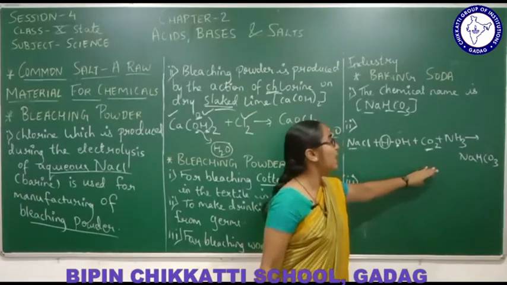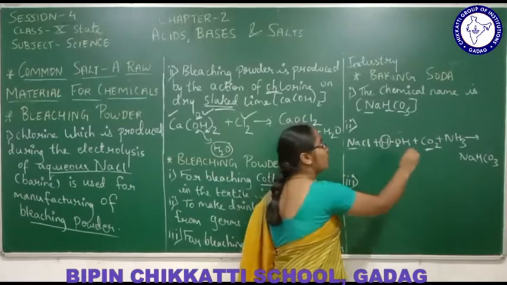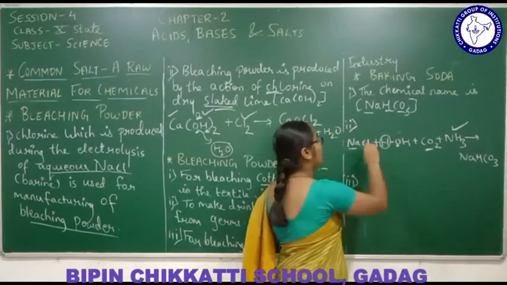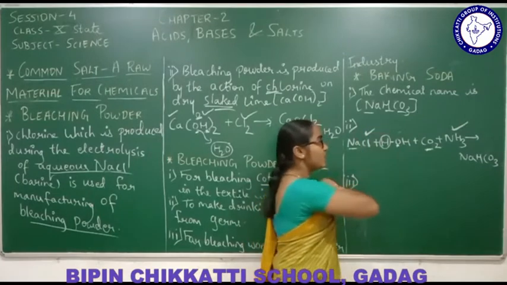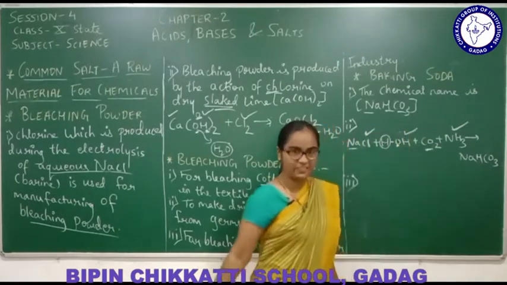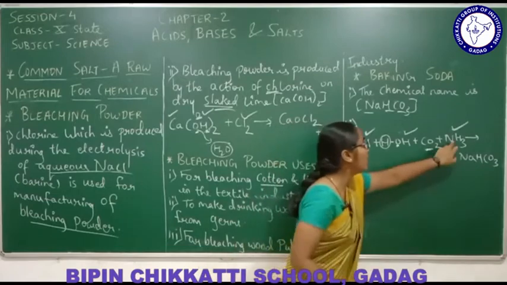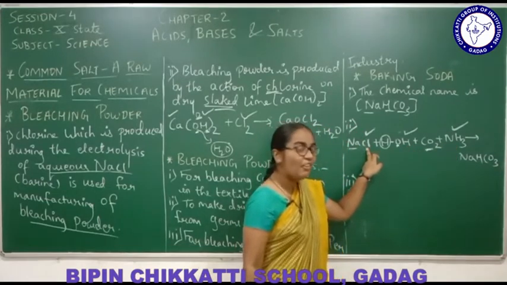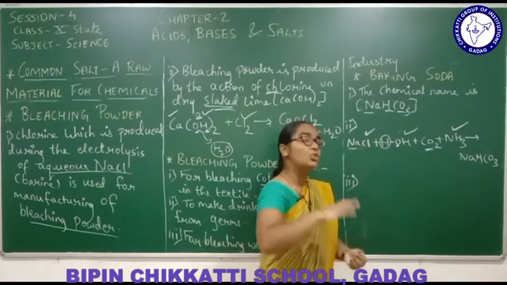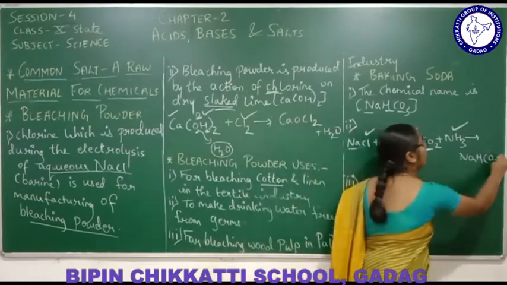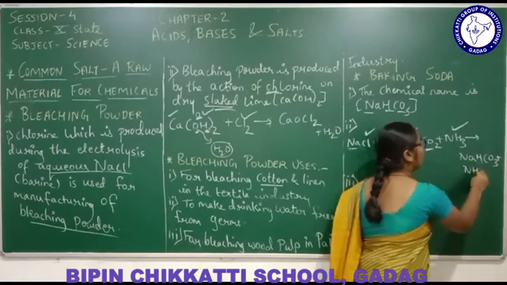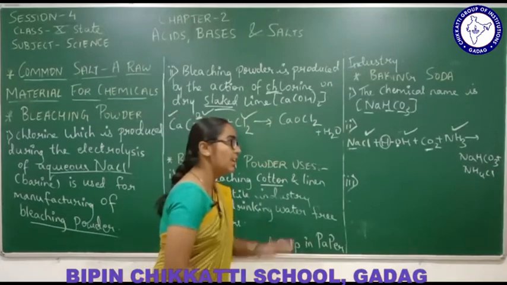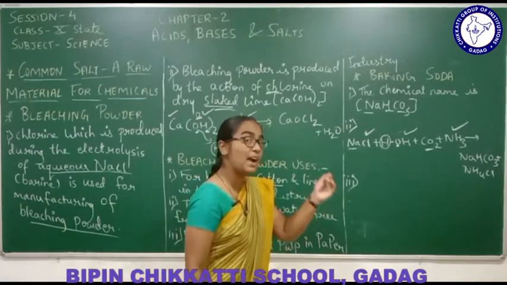But along with that, what is remaining over here? NH3 is remaining, which is ammonia. And what is left over there? Chlorine is left, along with one hydrogen. So ammonia is left, one hydrogen is left and one chlorine is left. So all this will combine to form another byproduct, which is ammonium chloride, right? So what has been produced over here is sodium hydrogen carbonate.